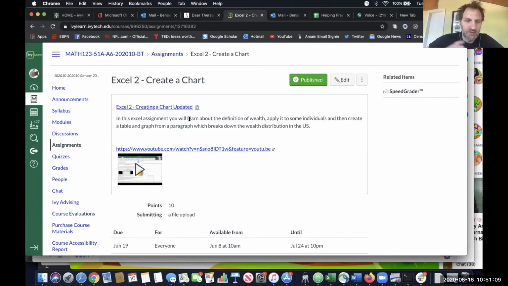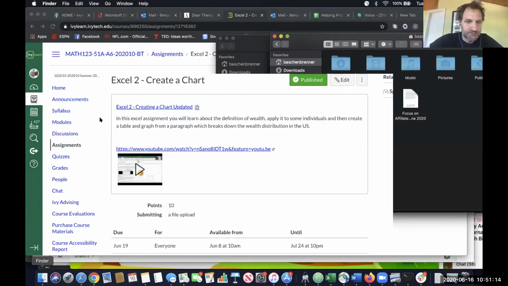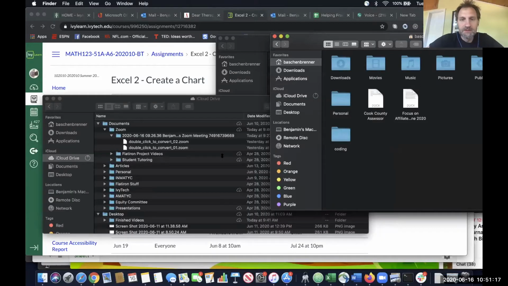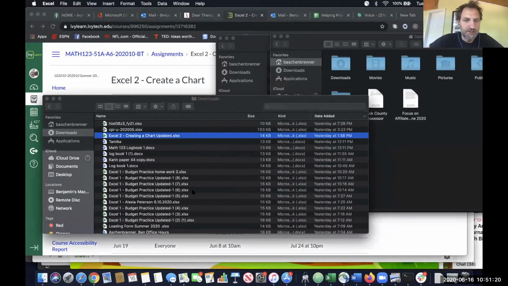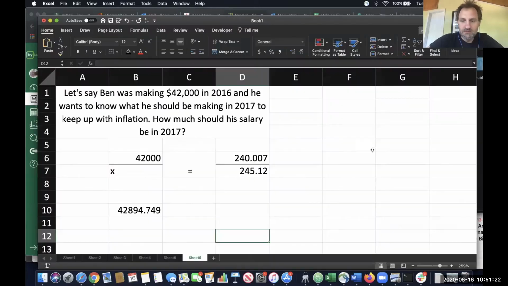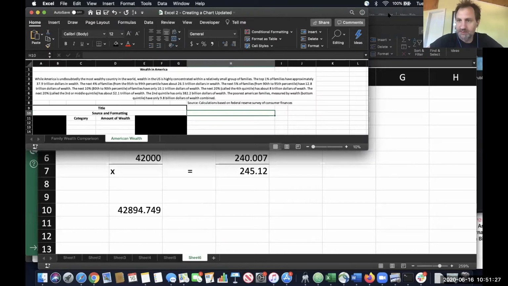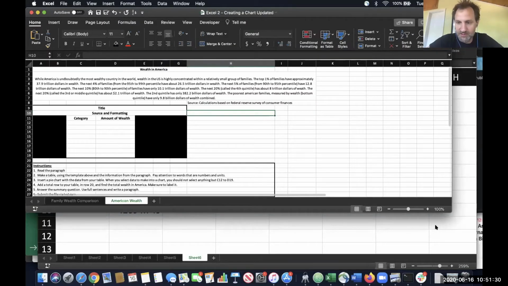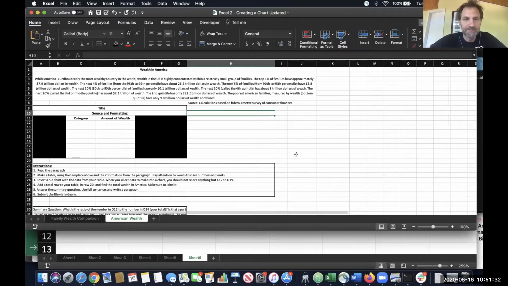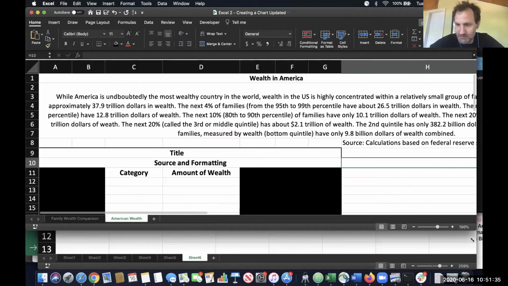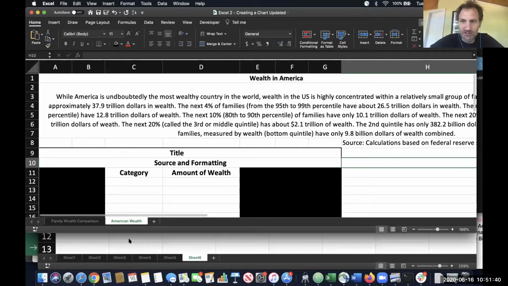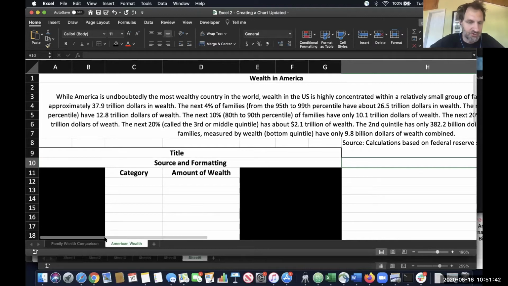So in this one, let me open up Excel too. I think I've got it downloaded here. And again, I like to try to do things that are relevant and have to do with the real world, because to me, that's the purpose of this class. So again, there's two tabs here, and you can see the tabs on the bottom. So there's Family Wealth Comparison, American Wealth. American Wealth is actually the second sheet. So you go to Family Wealth Comparison to start.